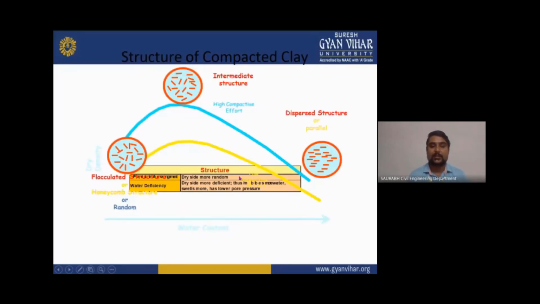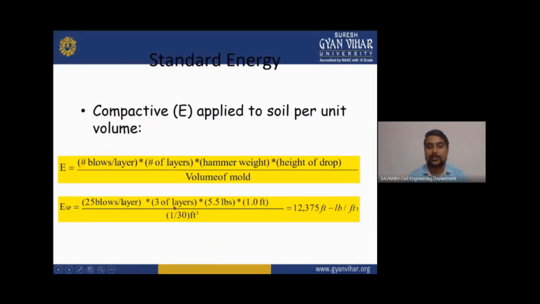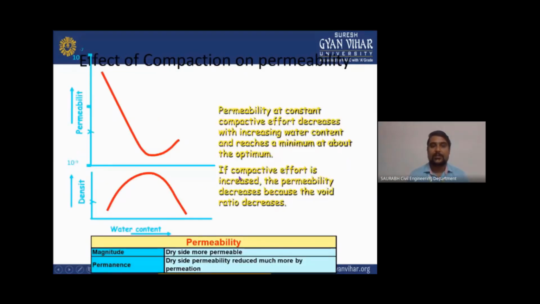Here you can see this graph which is showing the structure of compacted clay, and one will be divided by 30 cubic feet, and it will be equal to 12,375 foot-pounds per cubic foot. This graph is showing the effect of the compaction on the permeability. At constant compaction effort, permeability decreases when water content increases and reaches a minimum at about the optimum. If compactive effort is increased, the permeability decreases because the void ratio decreases. This is the graph which is showing the relationship between water content and density and water content and permeability.